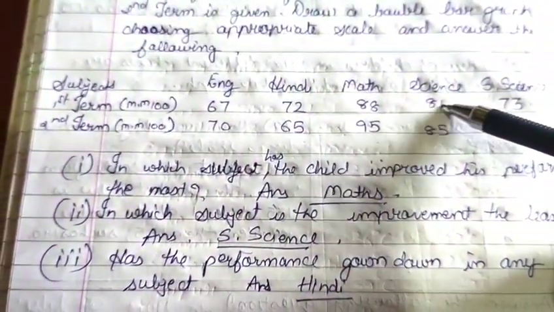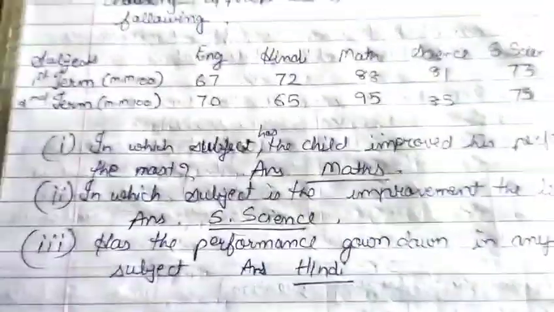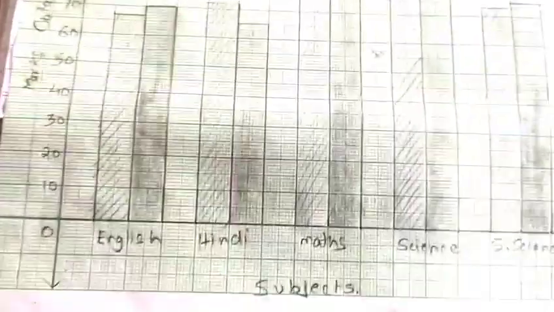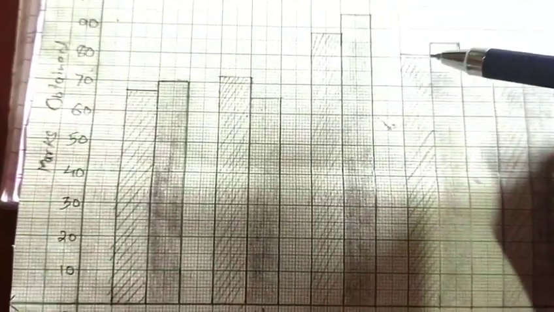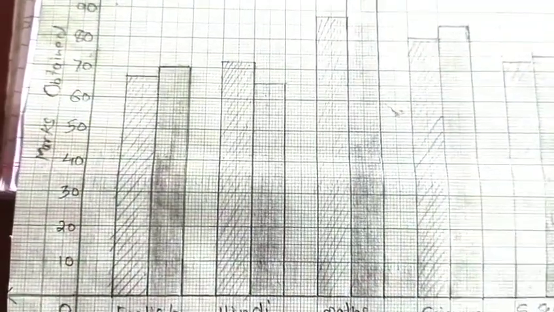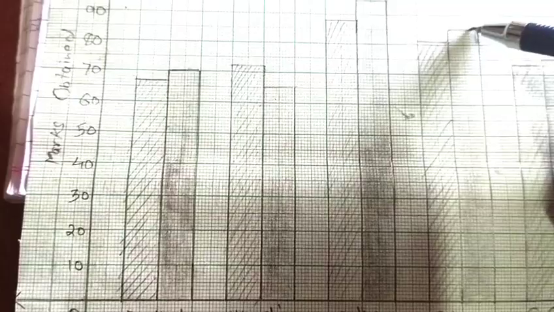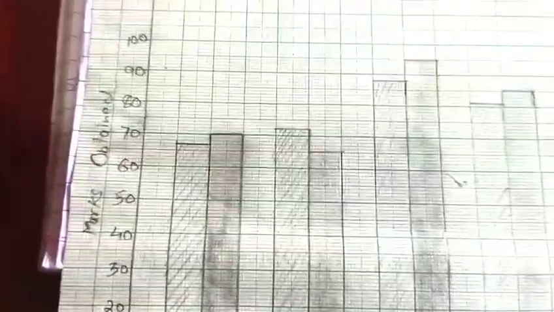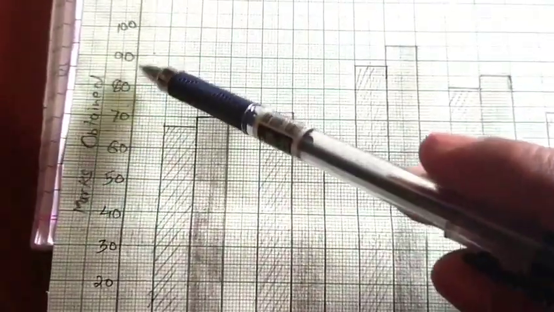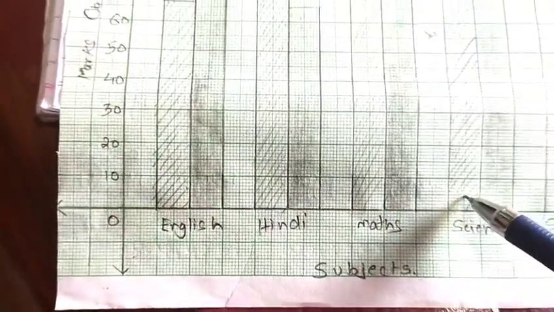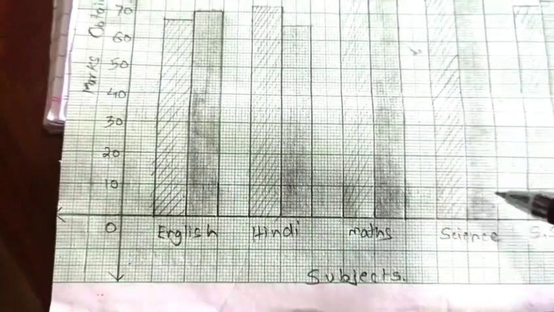Then how much did he get in science? He got 81 in science in the first term and 85 in the second term. So 81, how to represent 81? Write down science. 81 means 1 box above 80, and 85 means exactly between 80 and 90. See here, 80 and 90, exactly between here. So this box represents first term marks and this pillar represents second term marks.